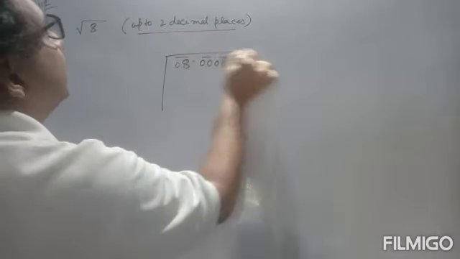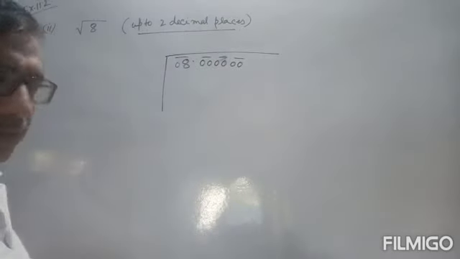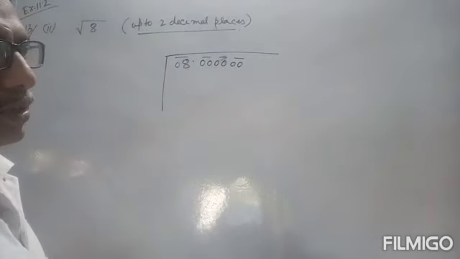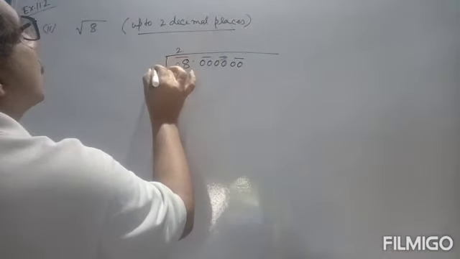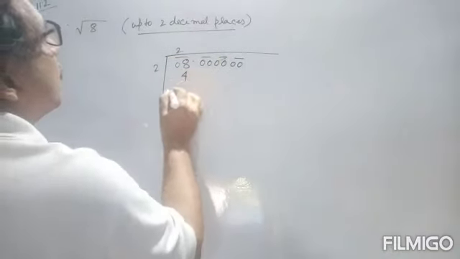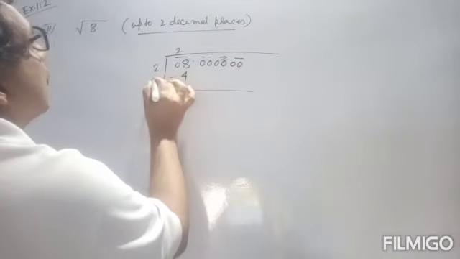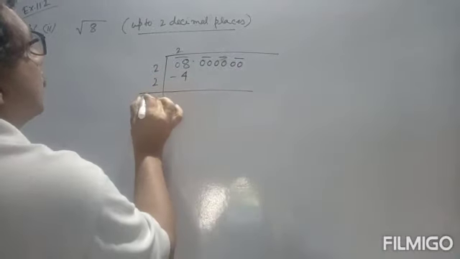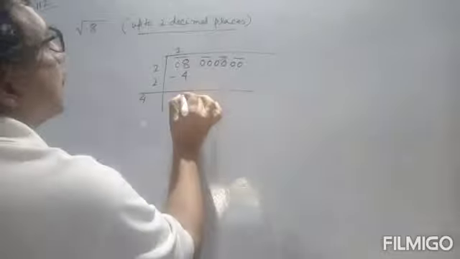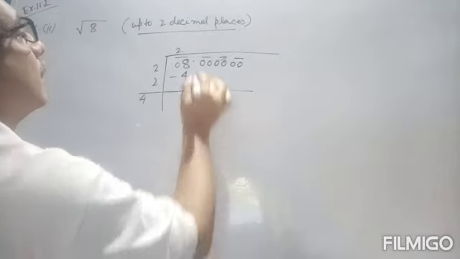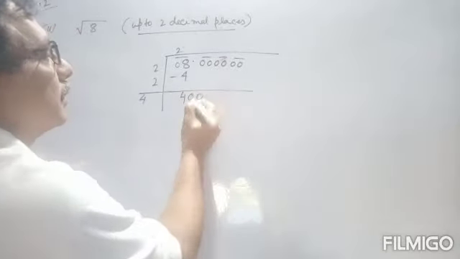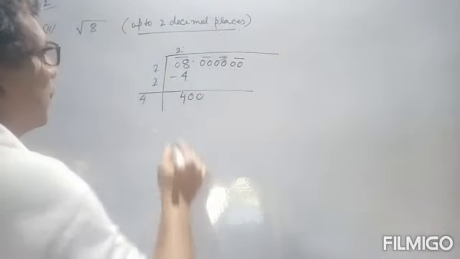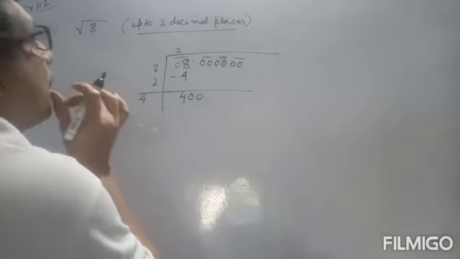First, write down 8. 2 2s are 4 and 3 3s are 9, so we put 2 here. Here also 2. 2 2s are 4. Subtracting, and another 2 here. 2 plus 2 is 4. This is 4 after subtracting. Bring down the decimal point and take one pair of 0s, so 400.